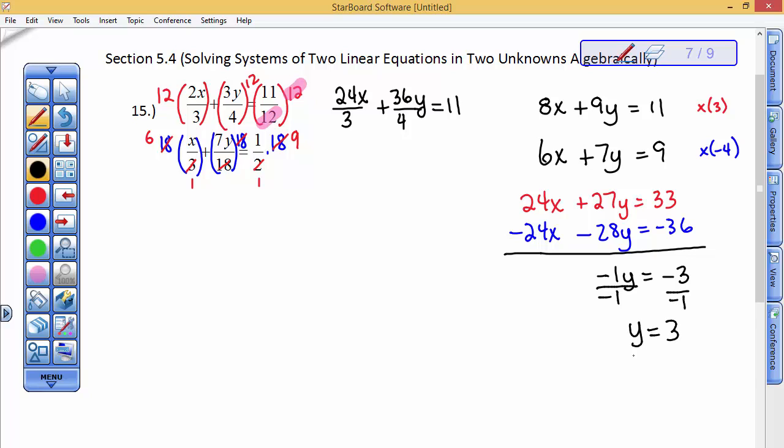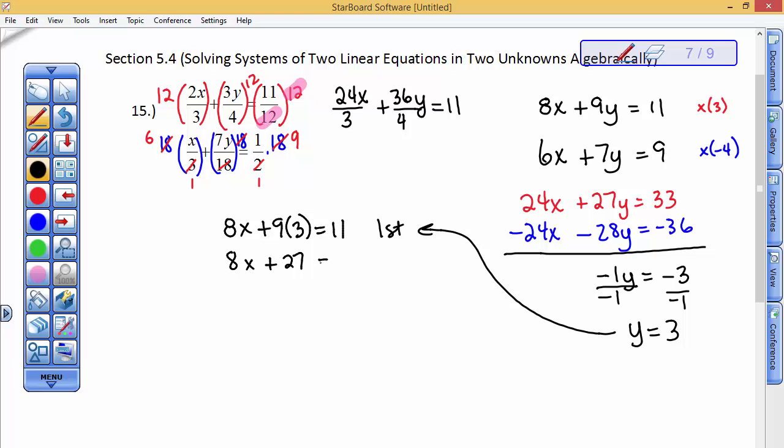When you divide both sides by a negative 1, you get y is a positive 3. Personally, I'm going into one of these equations with the y. It really doesn't matter which. So I'm going to go into the first equation, which is 8 times x plus 9 times y, which is 3, equals 11. I'm going to explain to you why I do this, because usually this is against the rules. I'm going to subtract 27 from both sides, and 8x equals, let's see, negative 16. So when I divide both sides by 8, I get x equals a negative 2. I now have a solution, negative 2 comma 3.